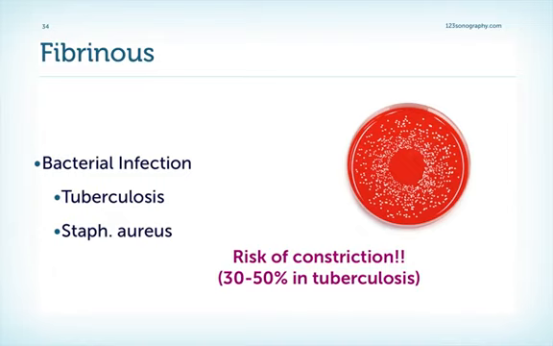What is very important to consider is that patients who have fibrinous pericarditis have a higher risk of developing pericardial constriction. 30 to 50% of patients with tuberculosis actually do develop pericardial constriction. So you have to follow these patients.